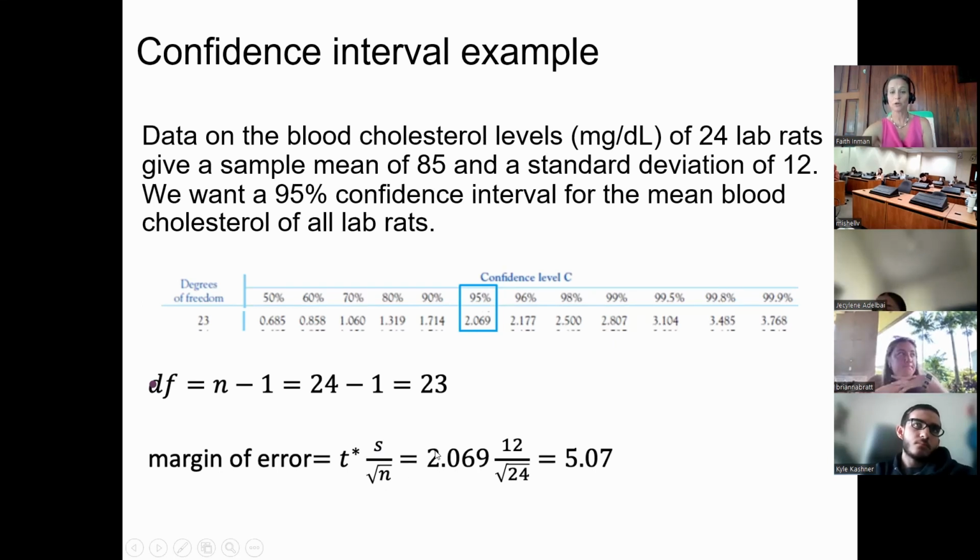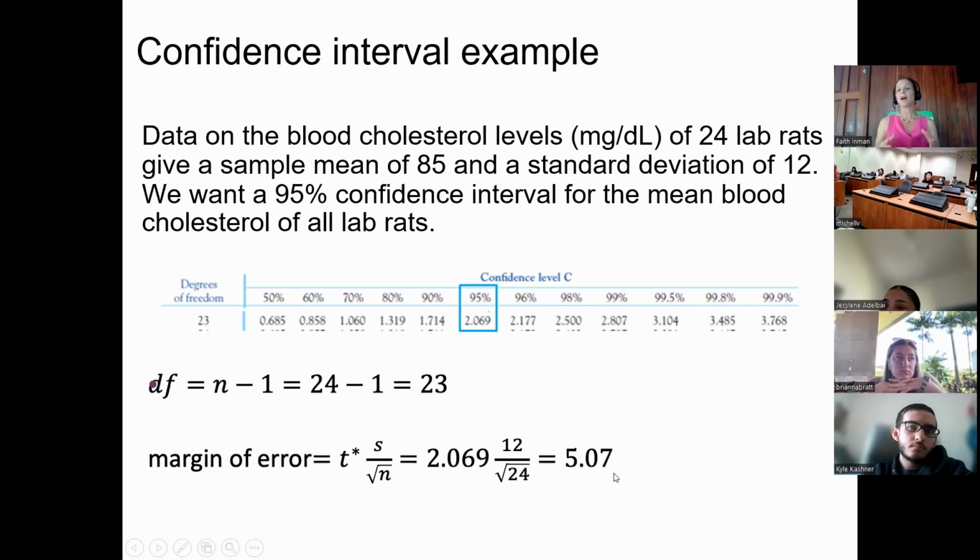So we could calculate our margin of error, again, is T times standard deviation divided by the square root of n, or 2.069 times 12, which is the standard deviation, up here, divided by the square root of n, remember, 24 here. Do the math, it's 5.07.